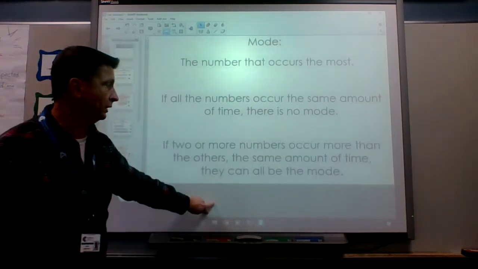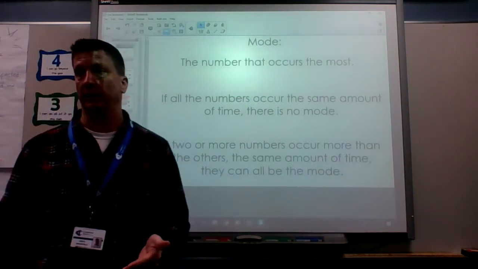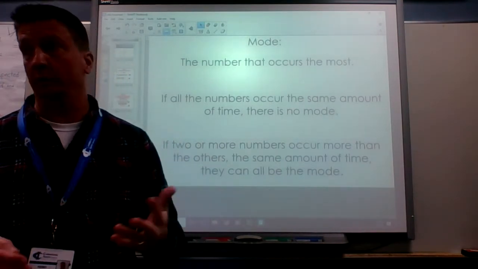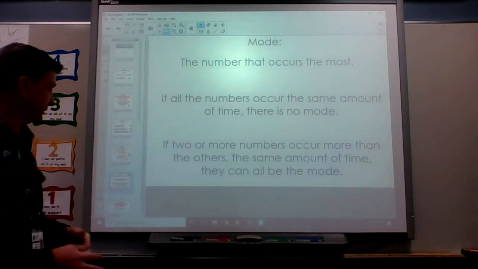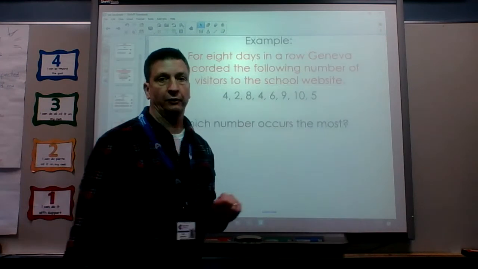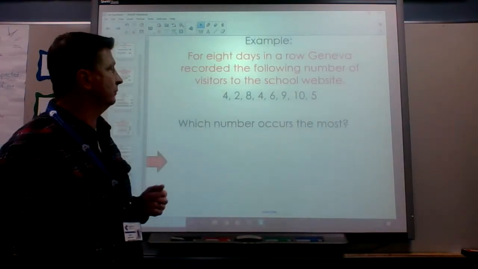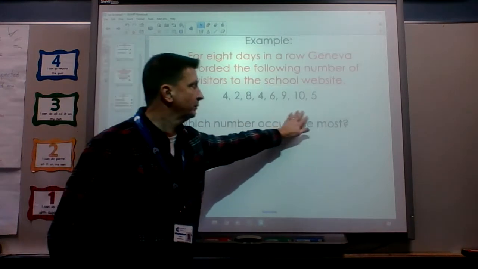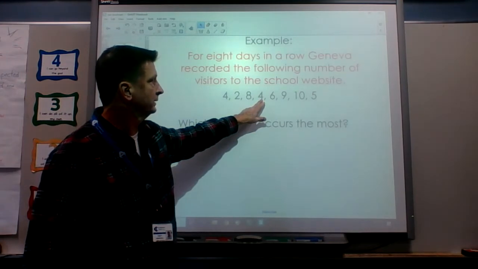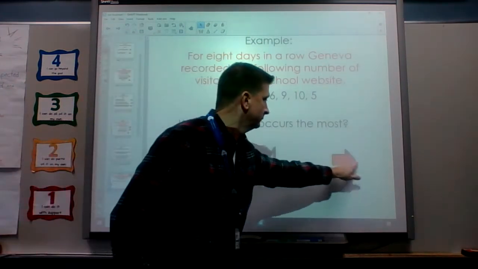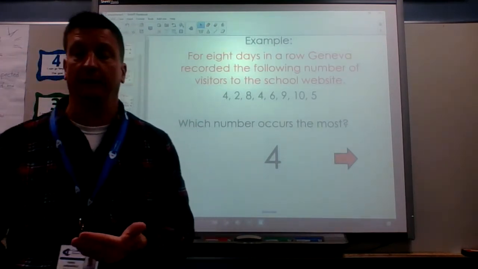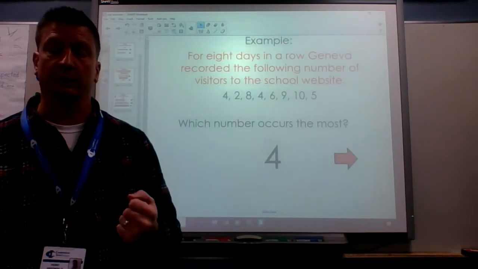There are other times where we might have more than one mode. We might have certain numbers repeat and another set of numbers repeat, and we'll have 2 modes or 3 modes. It all depends on your set of data. If we look at our example from our first problem, which number occurs the most? If we put them in order from smallest to largest, we can see we have 4 occurring twice. So 4 would be our mode because no other number occurs more than one time. The number that occurs the most in this case would be 4.